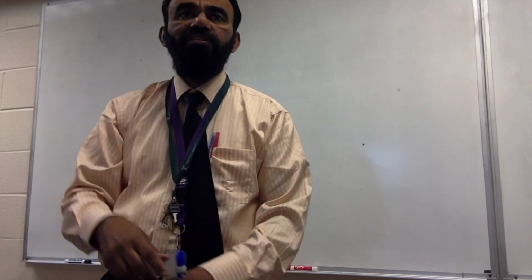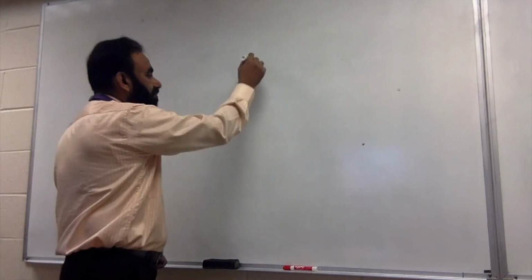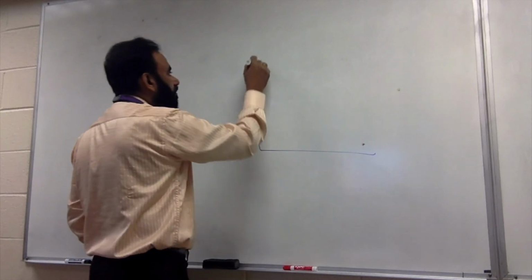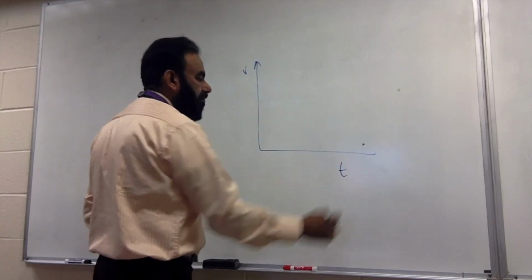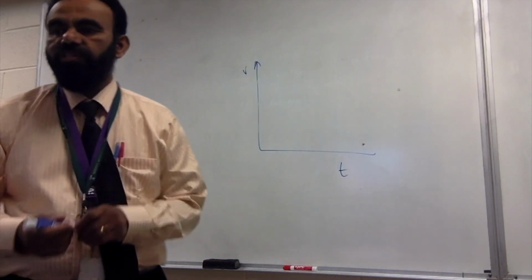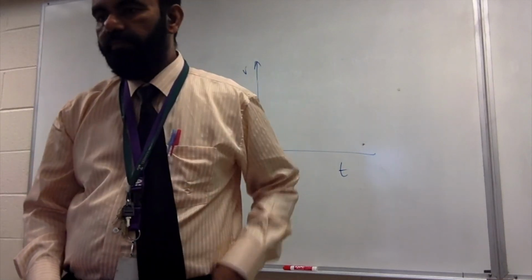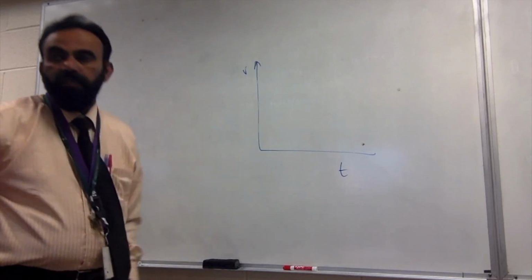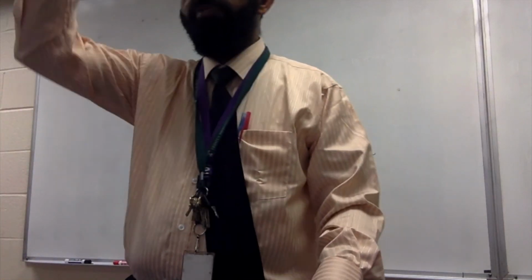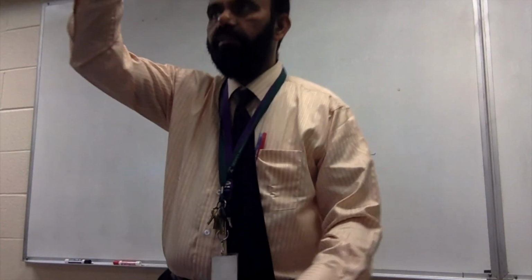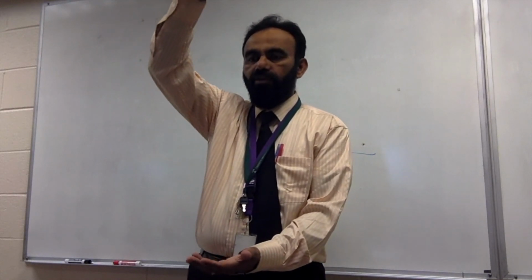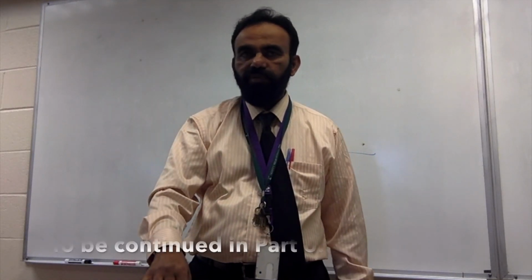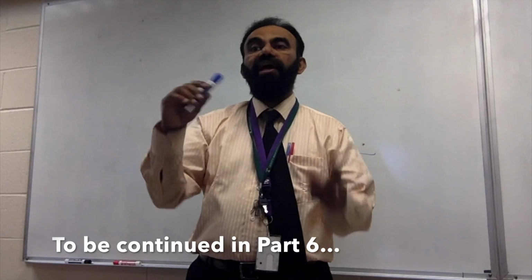Can you draw a velocity time graph for it? Draw the velocity time graph. Repeat it. A ball dropped from rest. The ball is dropped from rest and it goes down, hits the floor, and then bounces back to half the height.